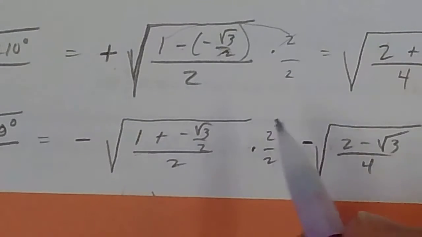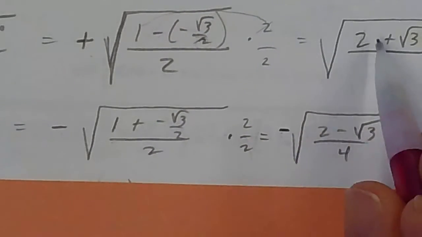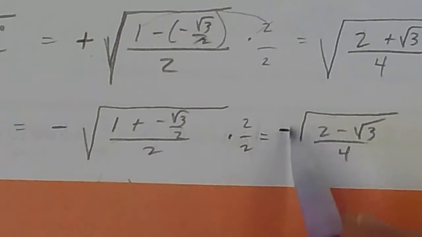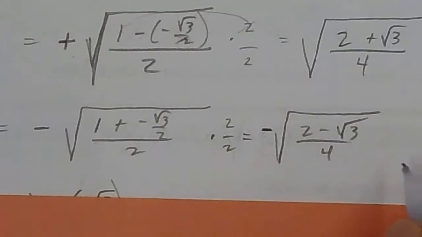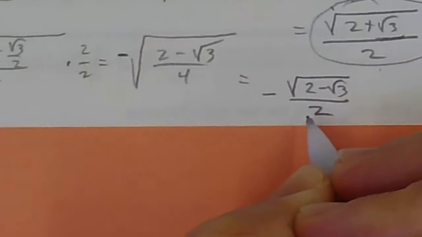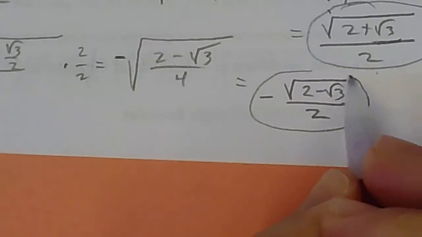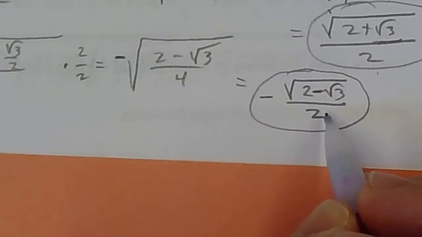And then a lot of the math is the same, of course. Multiply by 2, we get this. Instead of positive, it's negative. Now I can take the square root of top and bottom. So here's the final answer for this one. Negative square root of 2 minus the square root of 3 all over the square root of 4, which is 2. Okay, so that's what we have.